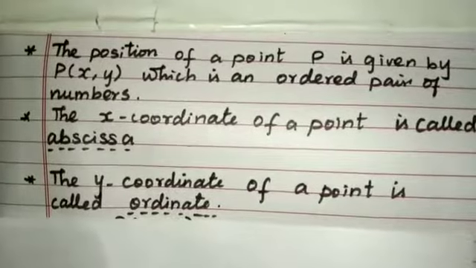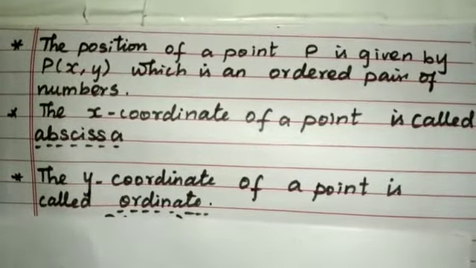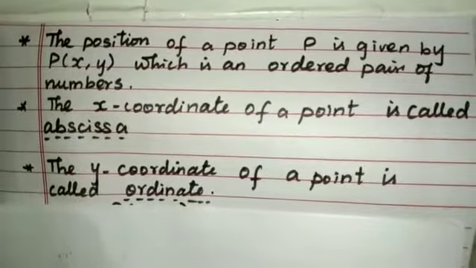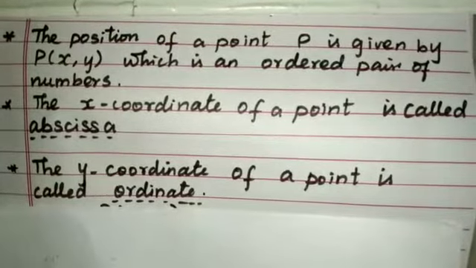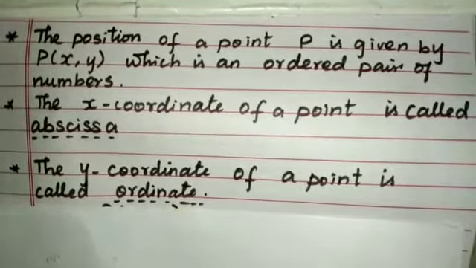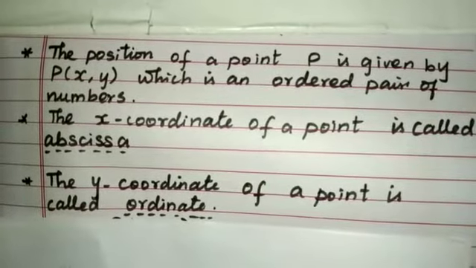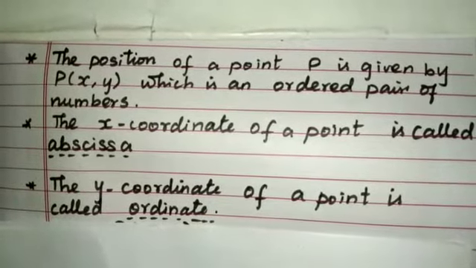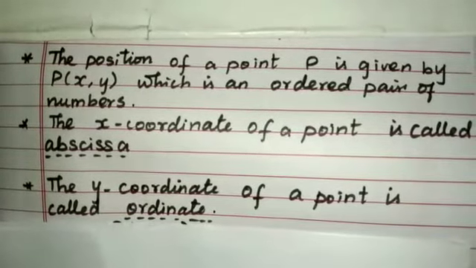Let us have a small recap. The position of a point P is given by P(x, y), which is an ordered pair of numbers. The x coordinate of a point is called the abscissa. The y coordinate of a point is called the ordinate. The x coordinate of a point is always written first. The x coordinate of a point is its distance from the y-axis and the y coordinate is its distance from the x-axis.